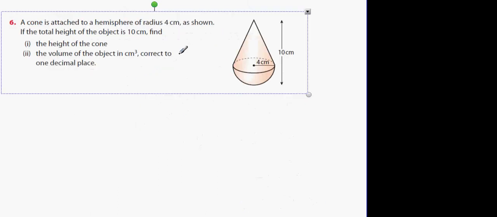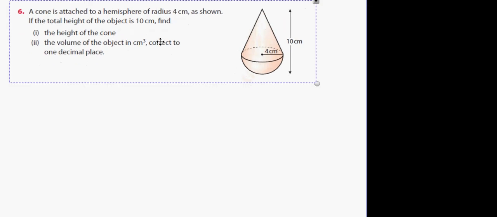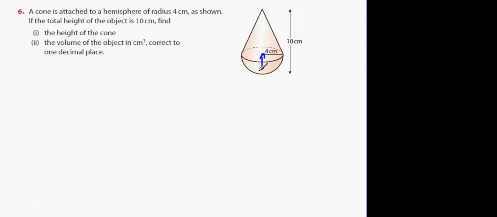Next one. A cone is attached to a hemisphere of radius 4 centimeters as shown. If the total height of the object is 10, find the height of the cone. It's 10 centimeters high, but 4 of those centimeters go to the height of the hemisphere. This means the remaining 6 belong to the cone. Let's find the height of the cone. It's 6 centimeters. Done.